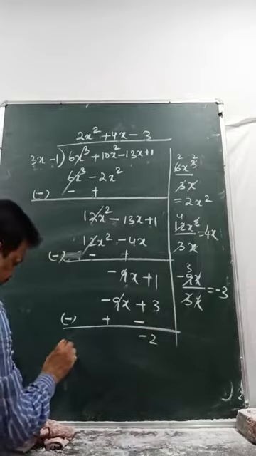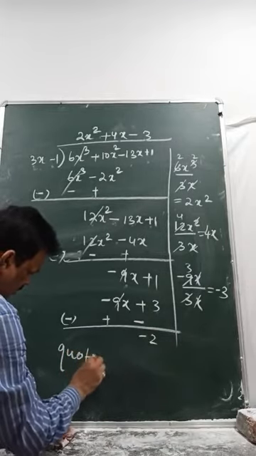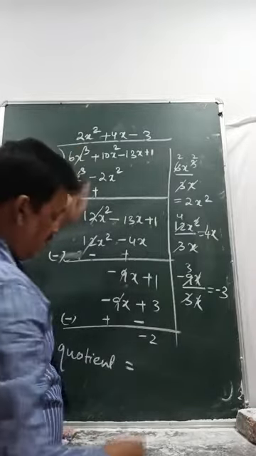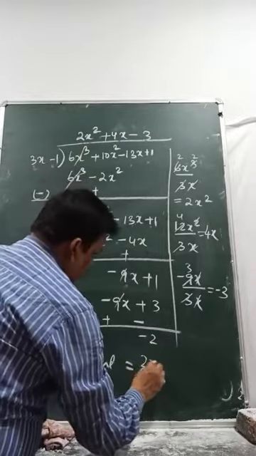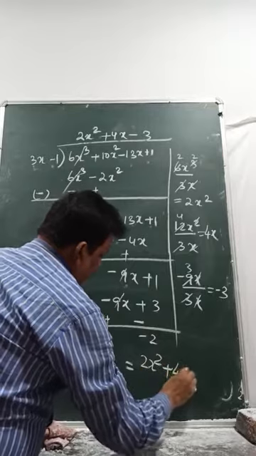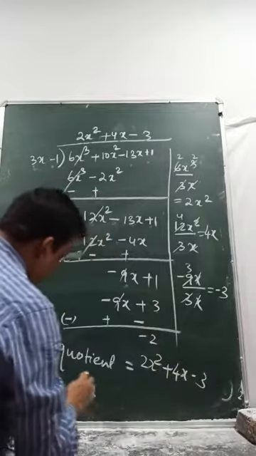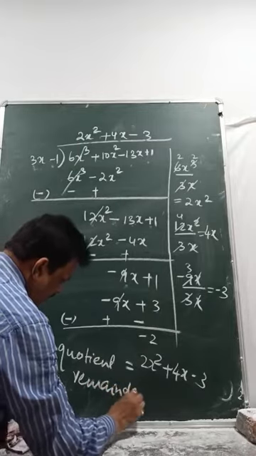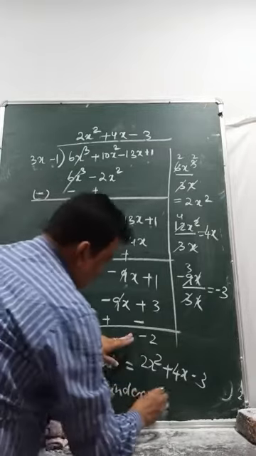So, which one is the quotient? This one: 2x square plus 4x minus 3. The remainder is minus 2.